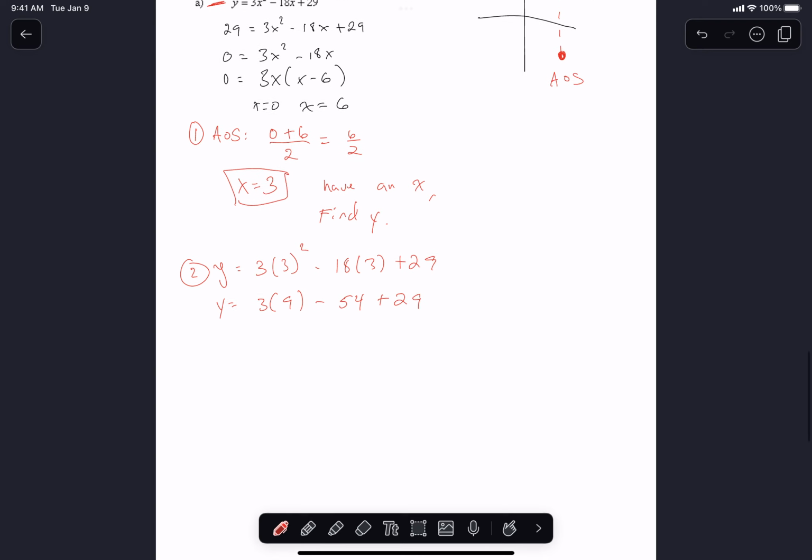Does it work out to be 2? I hope so. Y is going to equal 27 minus 54 plus 29. What's that work out to? That's about right, eh? 2. So your vertex from this information is 3 and 2.